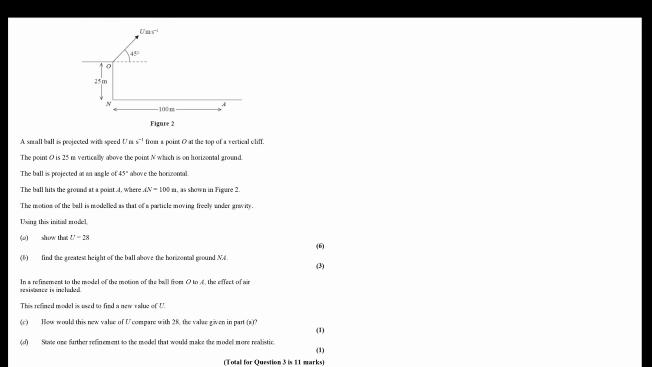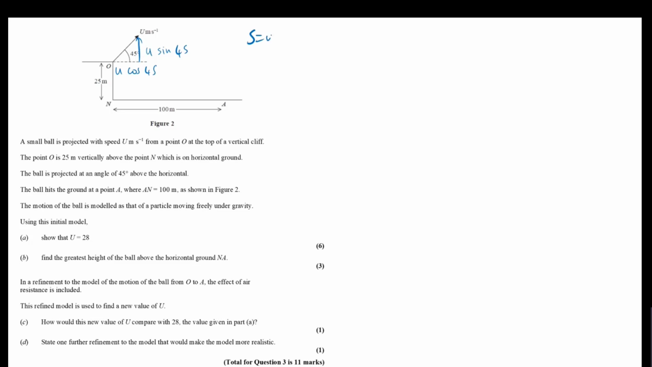Let's do this one. I'm going to let you have some time to read the question. Same thing, I'm going to start you off. So we know in the vertical, that's u sine 45. And that's u cos 45. That's all we know so far.